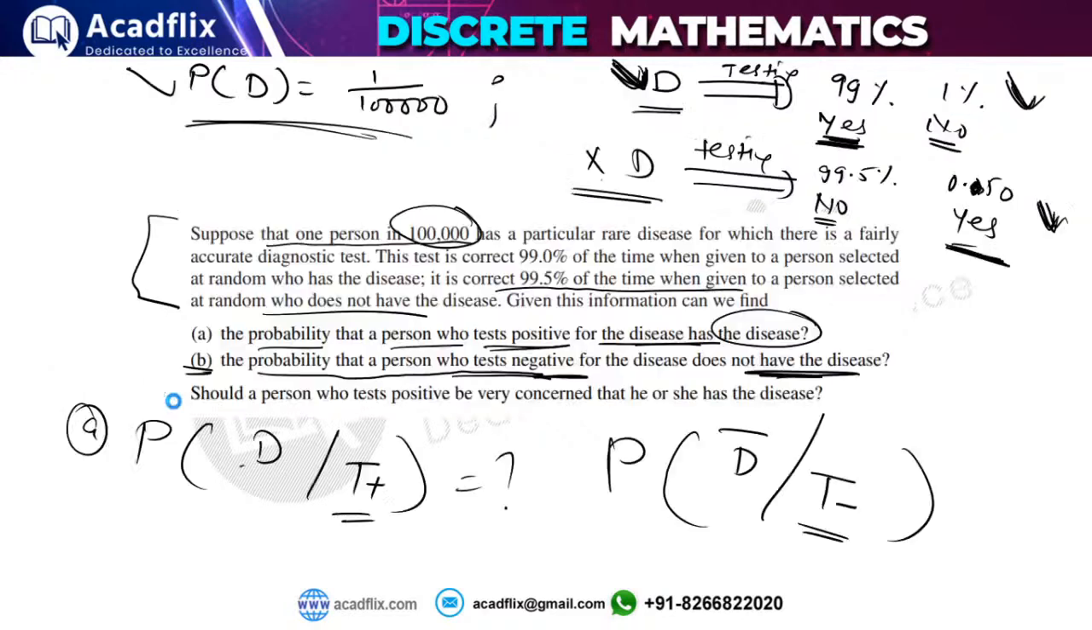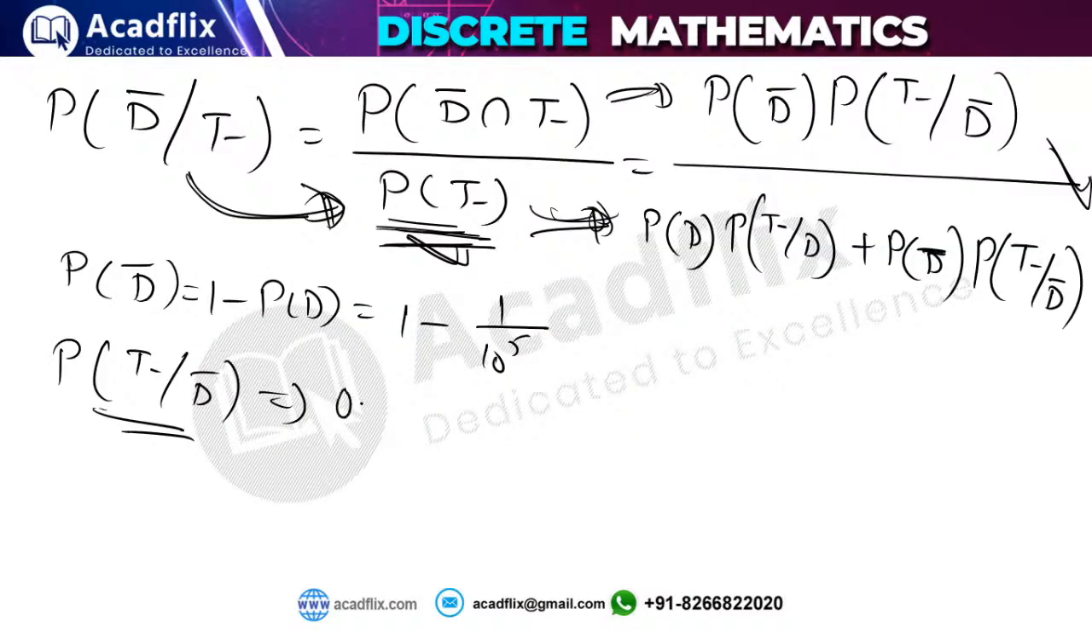This is also given. See here, if you don't have the disease, then what is the probability of testing negative? The probability is a 99.5% chance, so you can say 0.995. This is the probability. It is already given in the question, so we have calculated this.